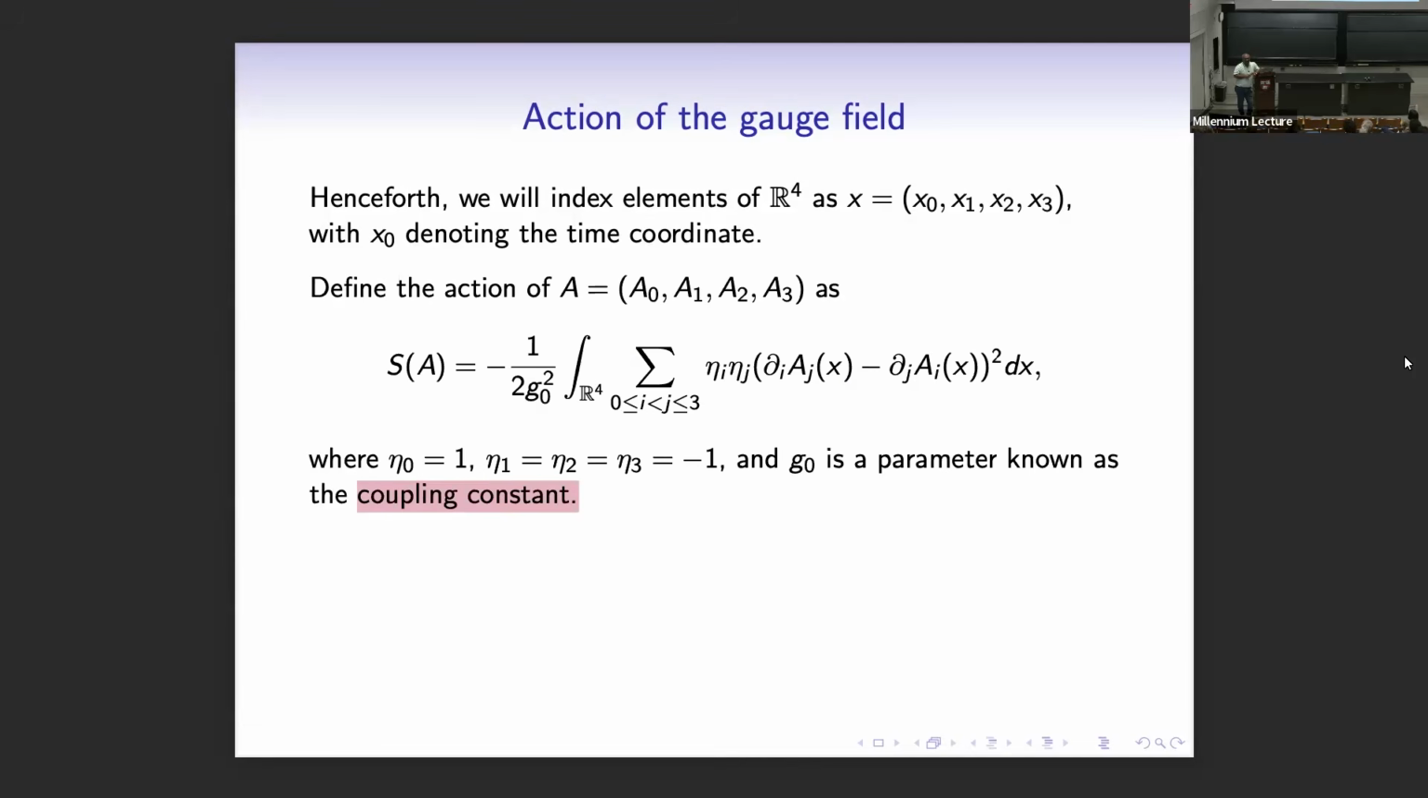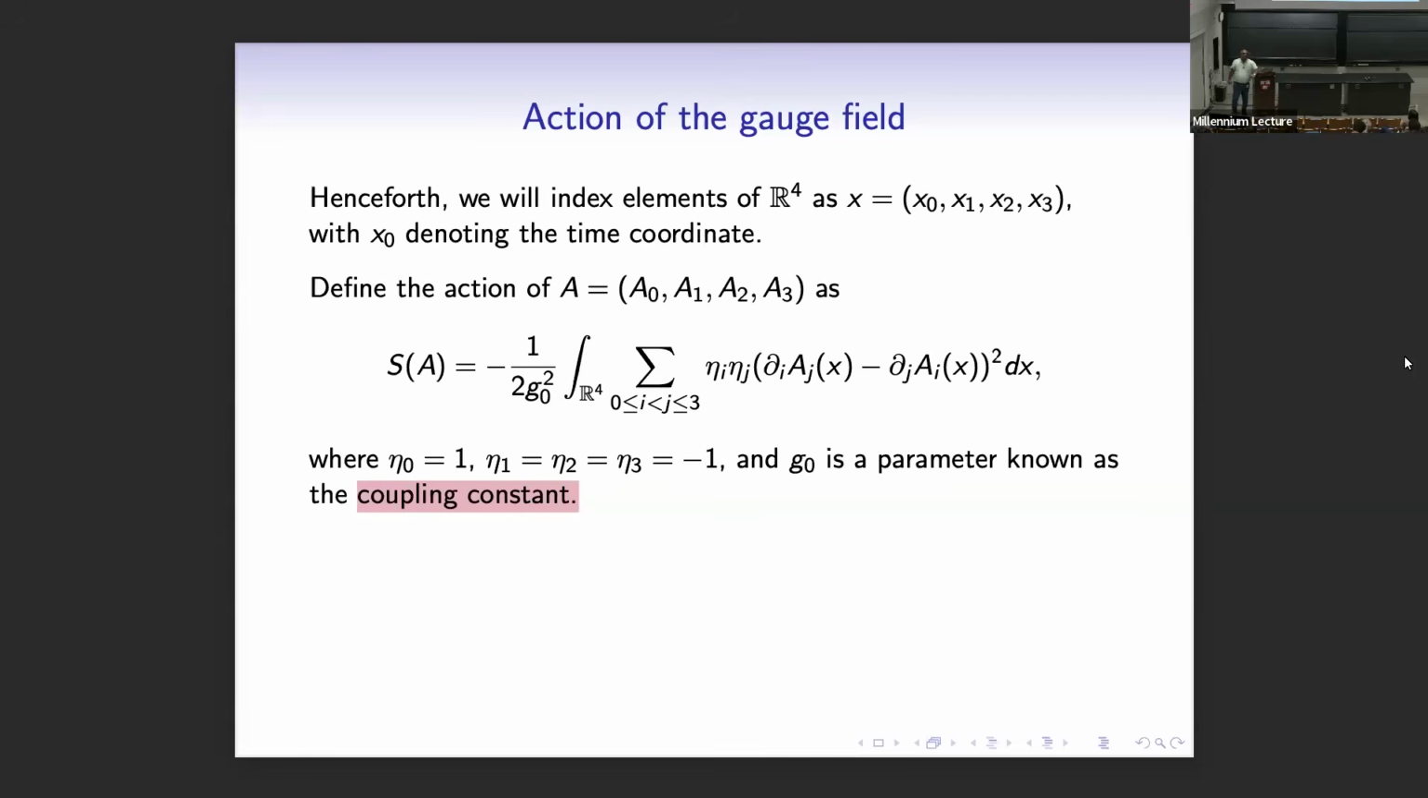Minus 1/2 G0 squared, where G0 is some parameter. It's known as the coupling constant, times the integral over R4 of the sum over all i, j distinct, and eta i, eta j, so that's the Minkowski signature. Eta 0 is 1, eta 1, eta 2, and eta 3 are -1, of (del i aj(x) minus del j ai(x)) whole squared, and then dx.